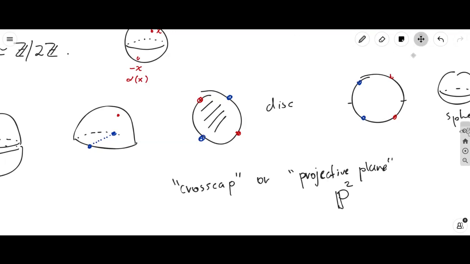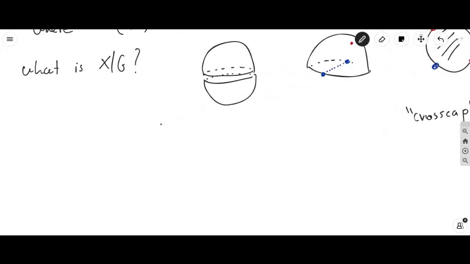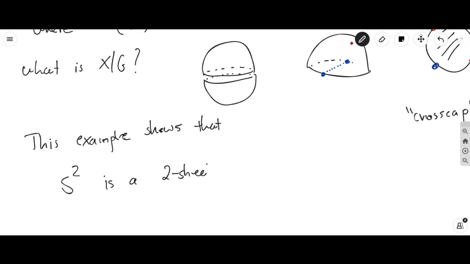And so what this example shows is that S2 is a two-sheeted covering of the projective plane.